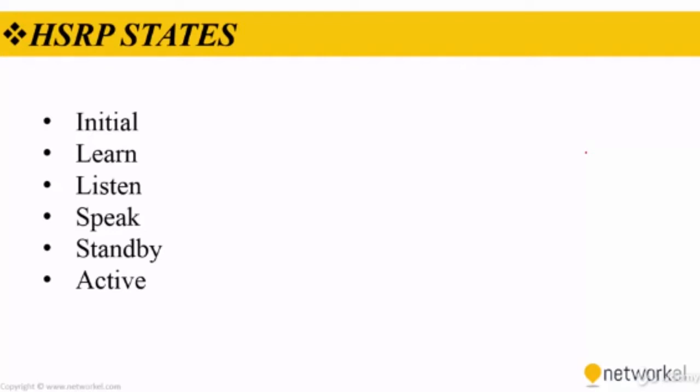And here are the states of the HSRP routers. We have six states, and the first state is initial. This is the beginning state. It indicates HSRP is not running. It happens when the configuration changes or the interface is first turned on. In the learn state, the router has not determined the virtual IP address and has not yet seen an authenticated hello message from the active router. In this state, the router will still wait to hear from the active router.